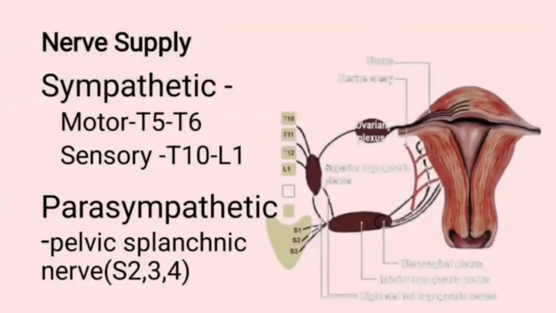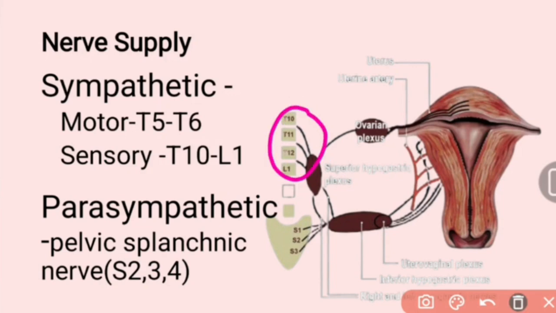Now the nerve supply of the uterus. It has abundant sympathetic and parasympathetic supply. Sympathetic motor is thoracic 5 to thoracic 6, and for sensory, thoracic 10 to lumbar 1. And the parasympathetic supply is derived from sacral 1, 2 and 3, and via the pelvic splanchnic nerves it gives the parasympathetic supply to the uterus.